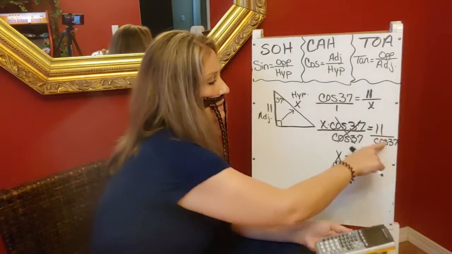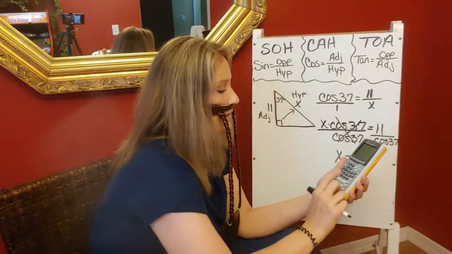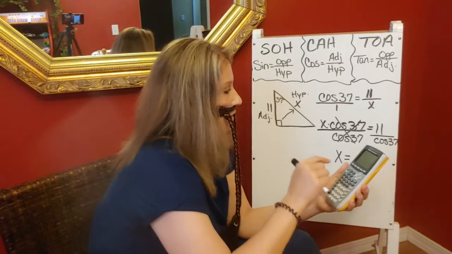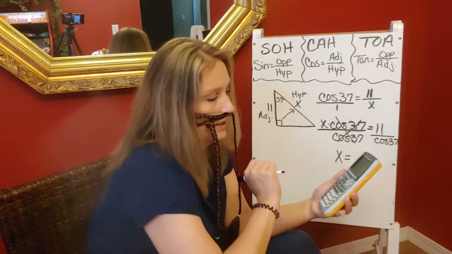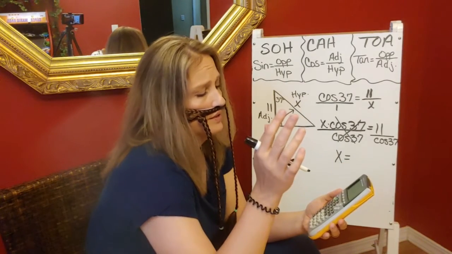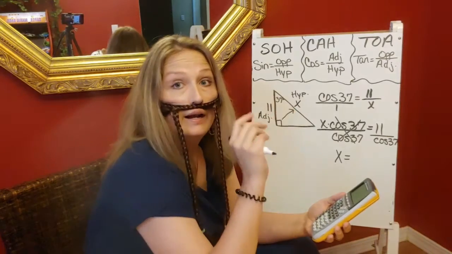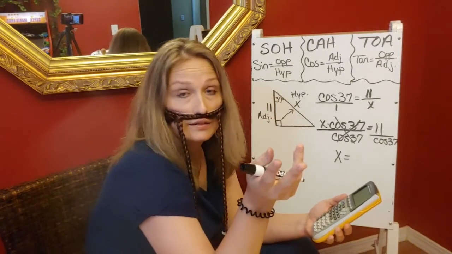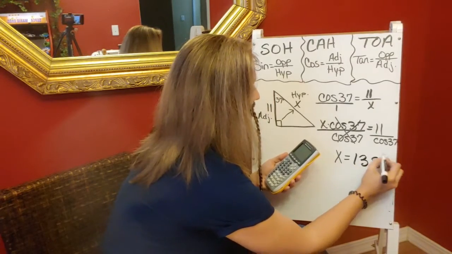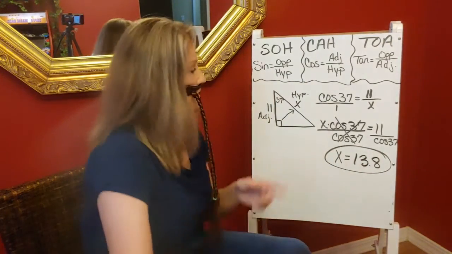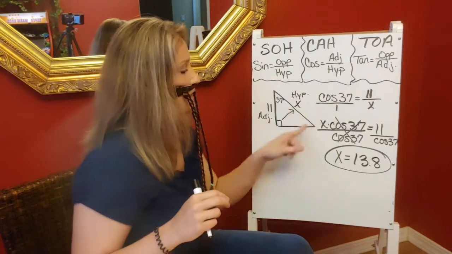And I'm going to type this in exactly how I see it here. 11 divided by the cosine of 37 and hit enter. And I get 13.7734 blah, blah, blah. And I think you just have to round to the nearest tenth. So x is equal to 13.8. So I know this hypotenuse right here is 13.8.